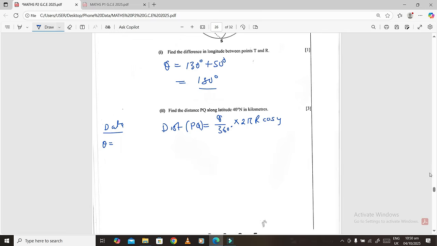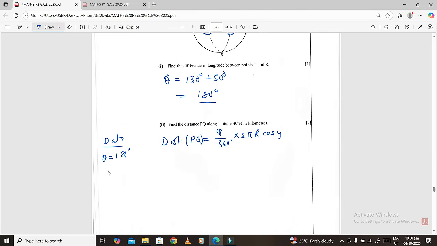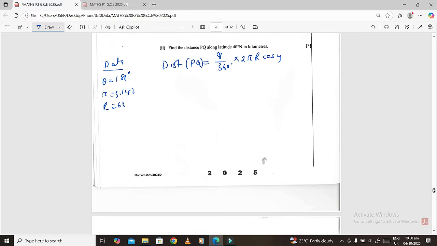Our theta here, it's 180 degrees, because the difference in longitude between P and Q is 50 east, P is 130. When you add them, they'll give you 180. What about pi? It's 3.142. And then capital R, it's 6370. They have given us, it's in kilometers. Okay? What about y? Y is 40 degrees. Where the distance is happening, it's 40 degrees.